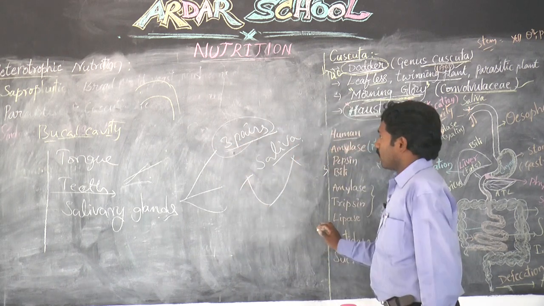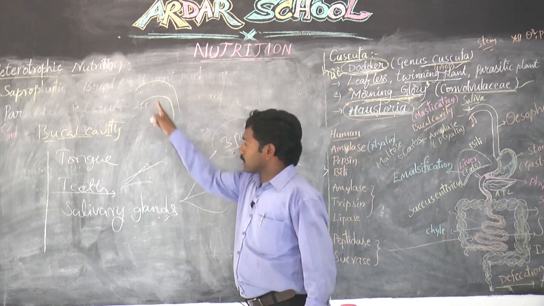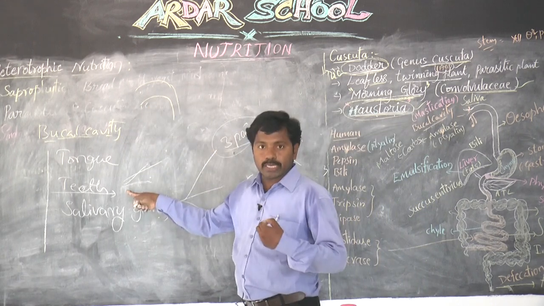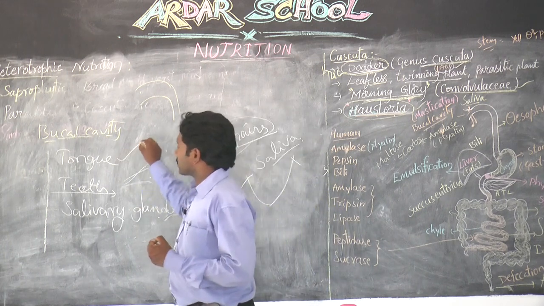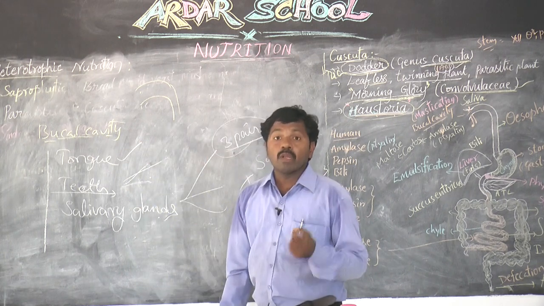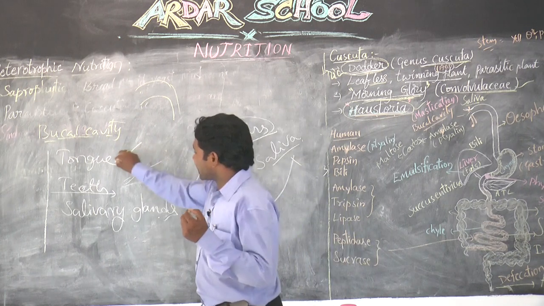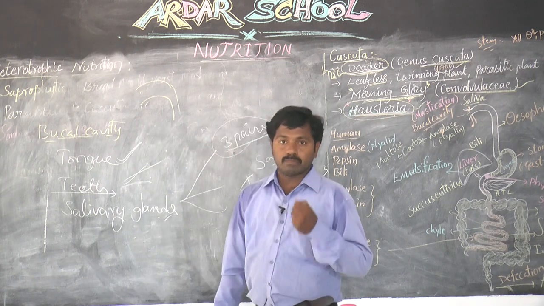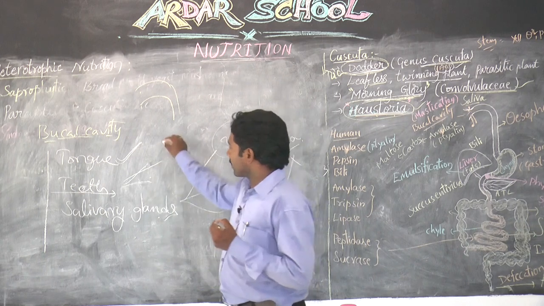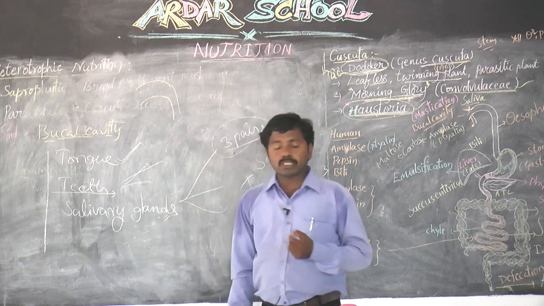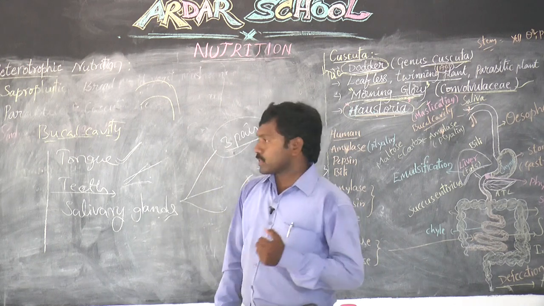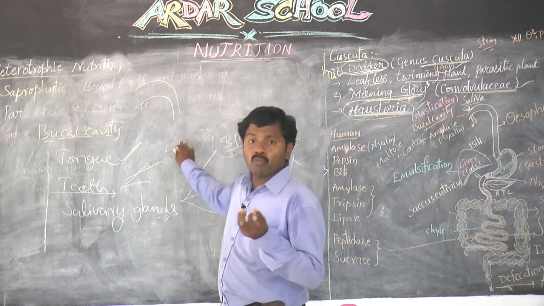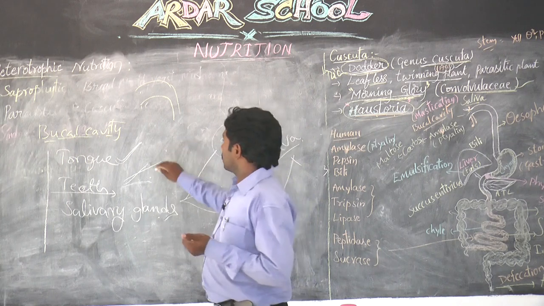Okay children, when we are taking the food with the help of teeth, we are chewing. At that time, another part is also there. It is completely made up of muscle, that is called the tongue. On the tongue, we can observe the taste buds. With the help of taste buds, we can taste. What are the tastes? Mainly 4 types of taste.